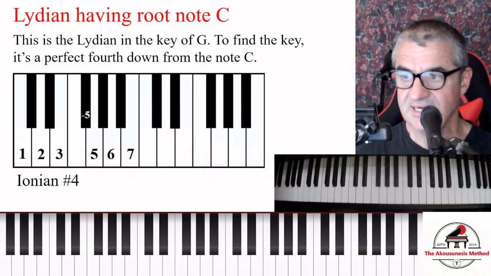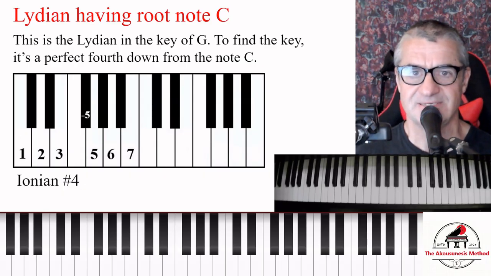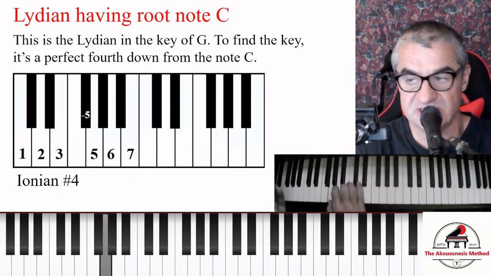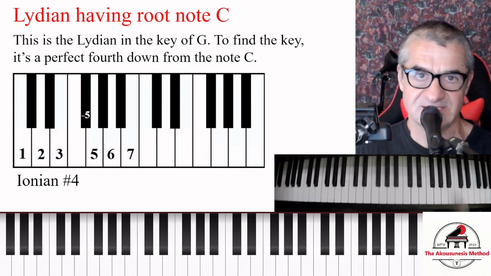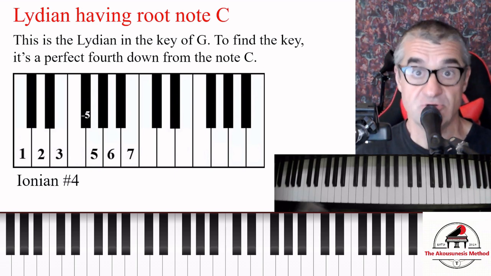So Lydian, we look at Lydian. Now when I look at that, I can see that it has F sharp. And I know that F sharp is in the key of G, because I know all my key signatures. So I know C Lydian's going to be G. But how do we work that out if you don't know that?